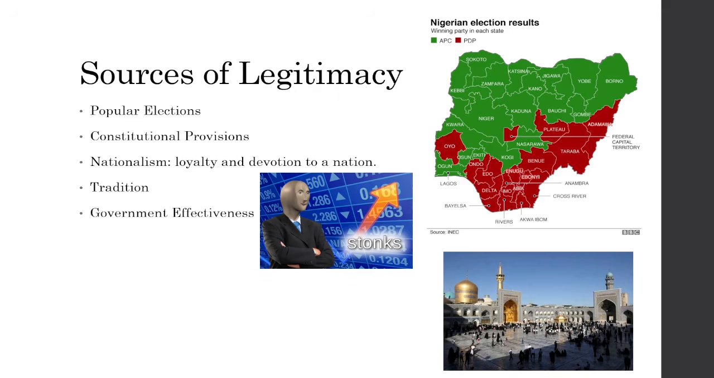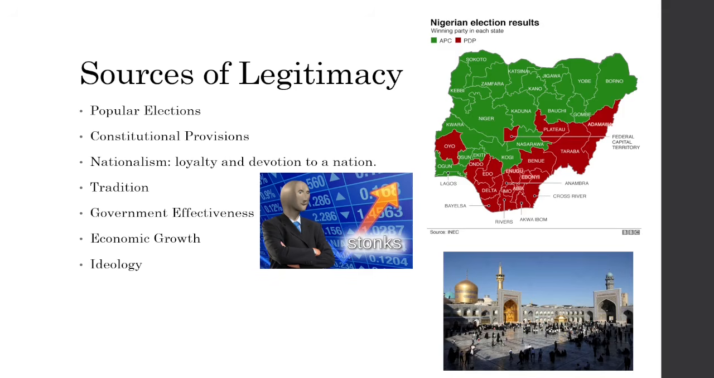Government effectiveness, are they doing their jobs accurately? So if they're passing economic policies, are they doing the jobs they're supposed to? So if I'm putting in a tax system to pay for infrastructure, am I using the taxes to pay for infrastructure? Economic growth, that's a good sign of legitimacy. It shows that the government is being effective. Their economic policies are working. The economic systems within the government are working, and they're working to increase the economy, because that's always a goal.